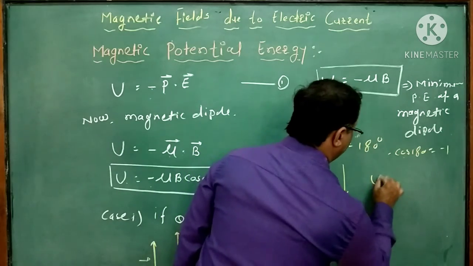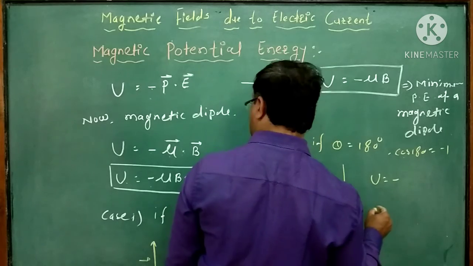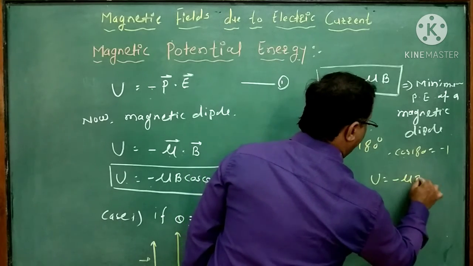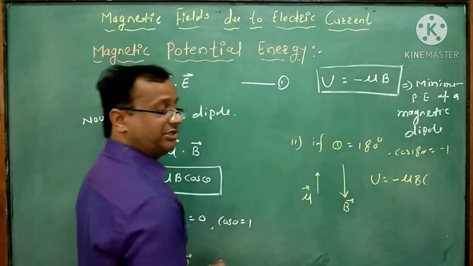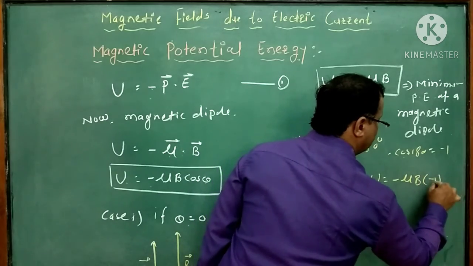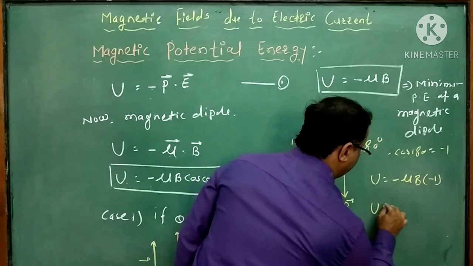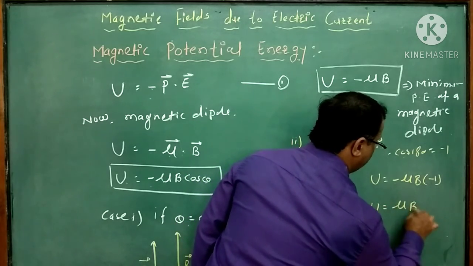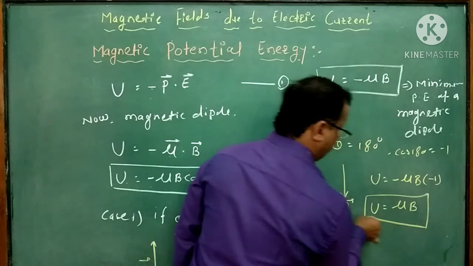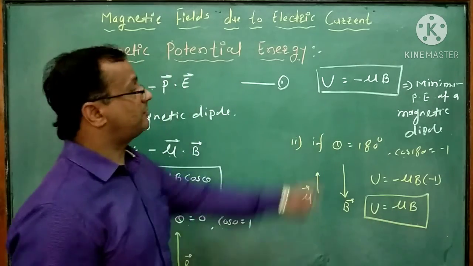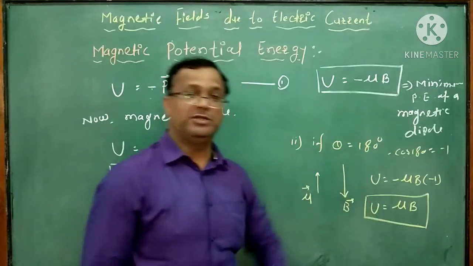Now substitute this value here. So U is equal to this minus as it is, mu B, and the value of cos theta is minus 1. So we get minus 1, and this minus gets a plus. So U is equal to simply mu B. And now this will be the positive value. This was the negative and now this will be the positive value.